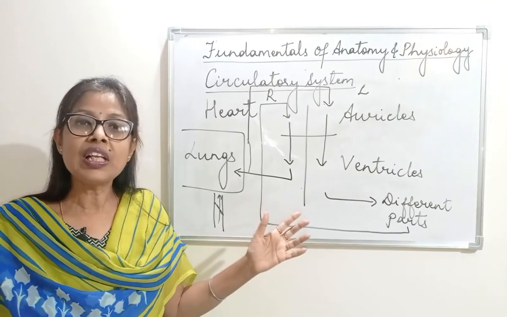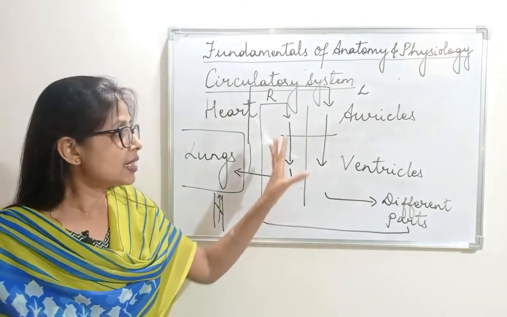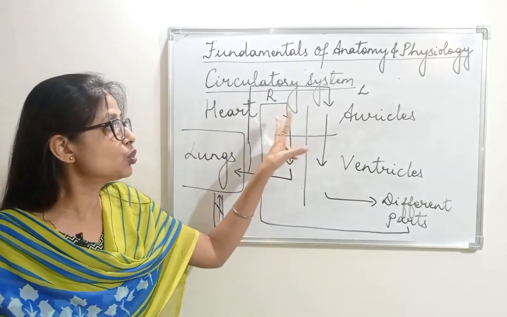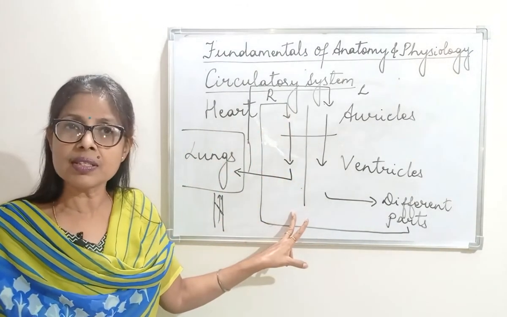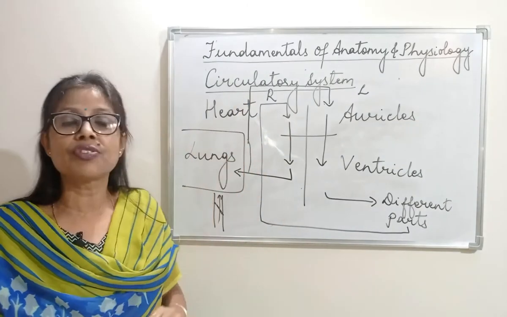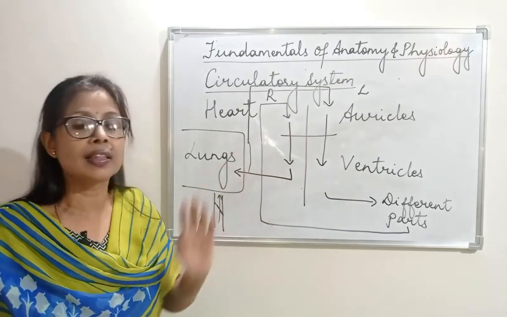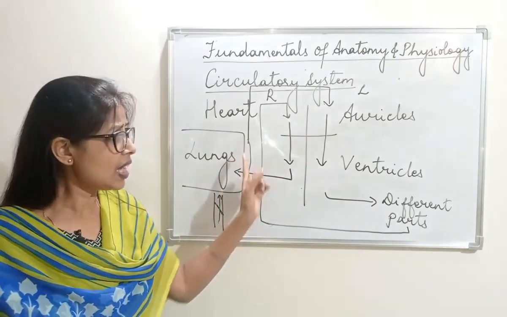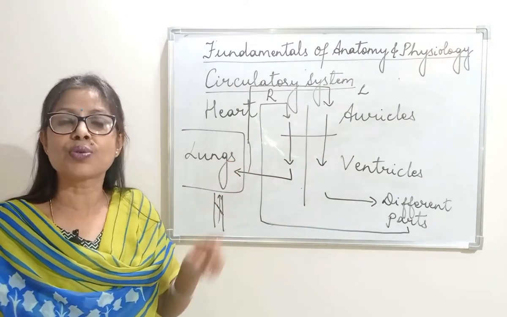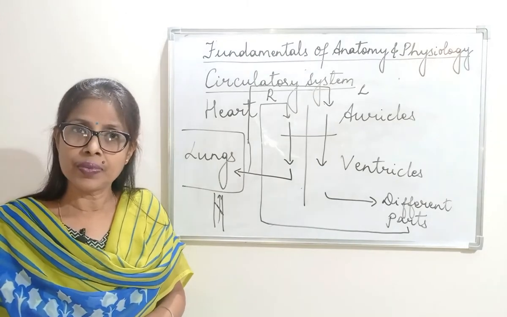So what did we learn here? We learned that the heart has 4 chambers, 2 auricles, 2 ventricles, and the circulatory system consists of arteries, veins, capillaries, and the heart. And this movement also is clear.